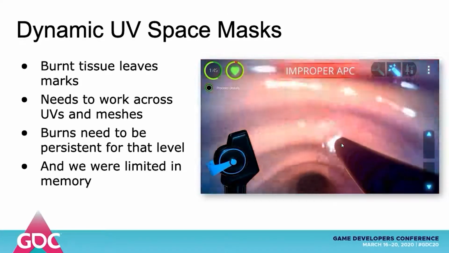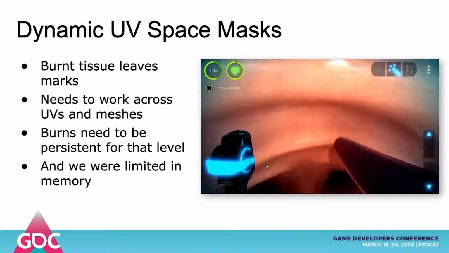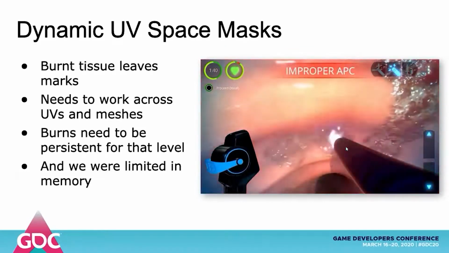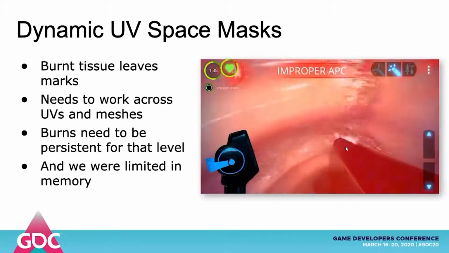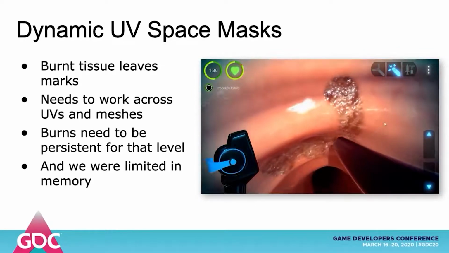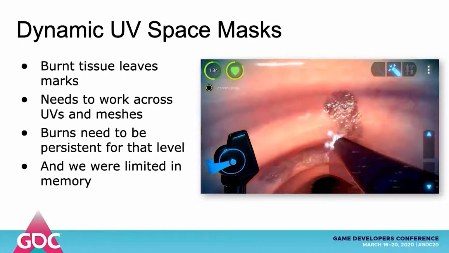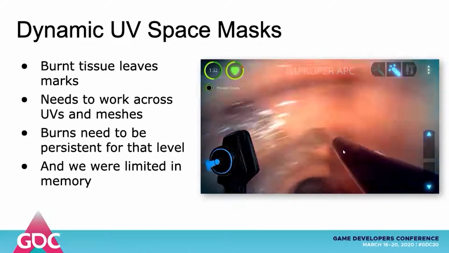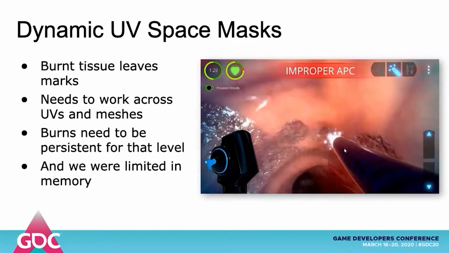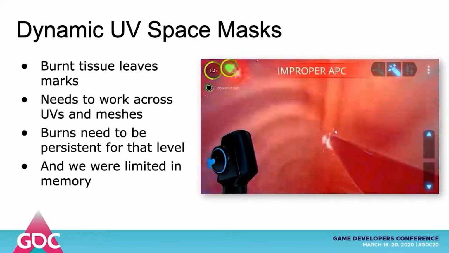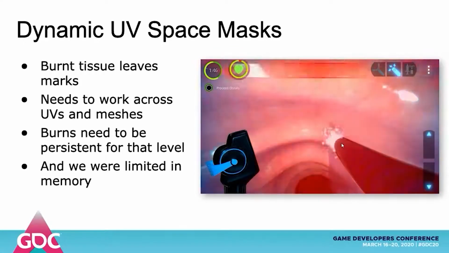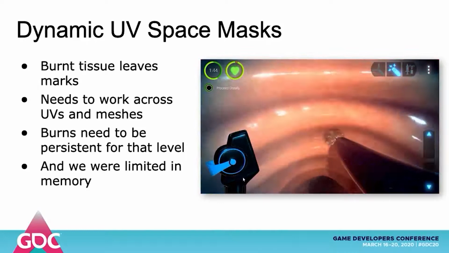The first technique we're going to talk about is rendering a mask into UV space. This tool you are seeing in this video is called an argon plasma coagulator. This is a real thing doctors use. It's literally a plasma gun they shoot inside people's butts. The team was so excited when we found out this thing existed. It was one of the first things we tried to implement. But it brought numerous technical challenges.